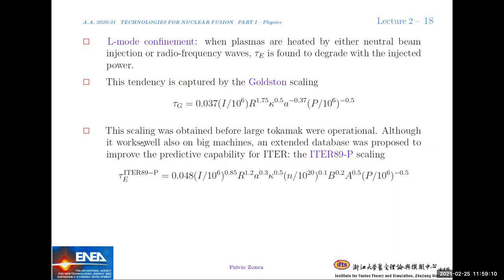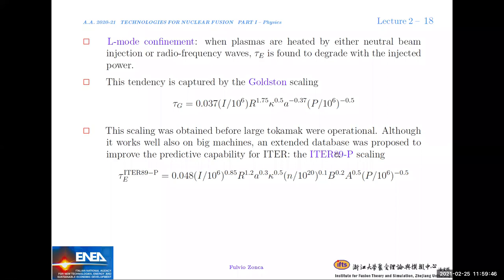What they found out is that by constructing JET and TFTR in the 90s, the two biggest machines around the world, one in the US, one in the UK, and JET is still operational, the confinement could be made more precise. And so with the bigger machines constructed, the people still thinking of a possible large machine like ITER at that point introduced the so-called ITER 89P scaling.